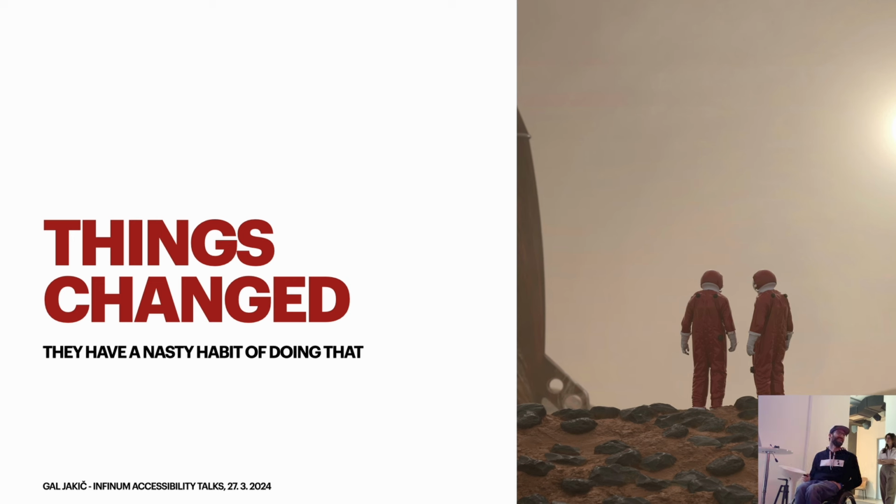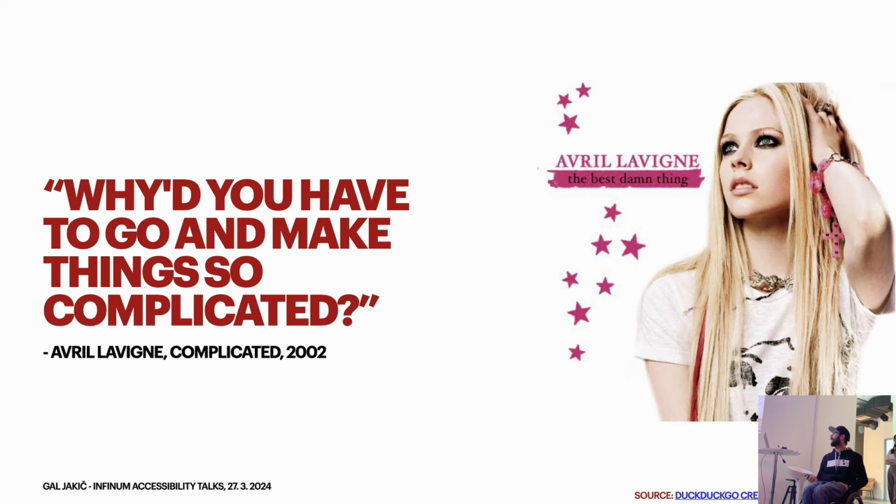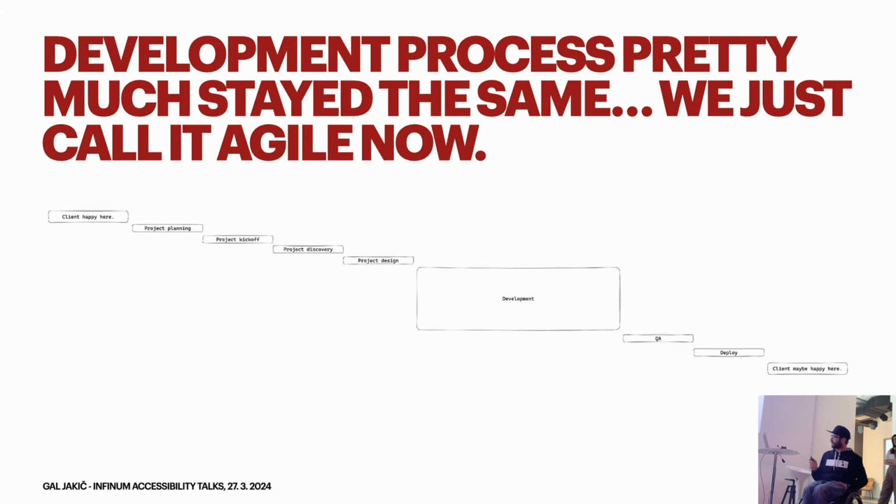But then things changed, and they have a nasty way of doing that. Or, as this explains my age a little bit, why'd you have to go and make things so complicated? Web became complicated as a platform, and accessibility was just adding up to it. So development pretty much stayed the same. We just call it agile now.